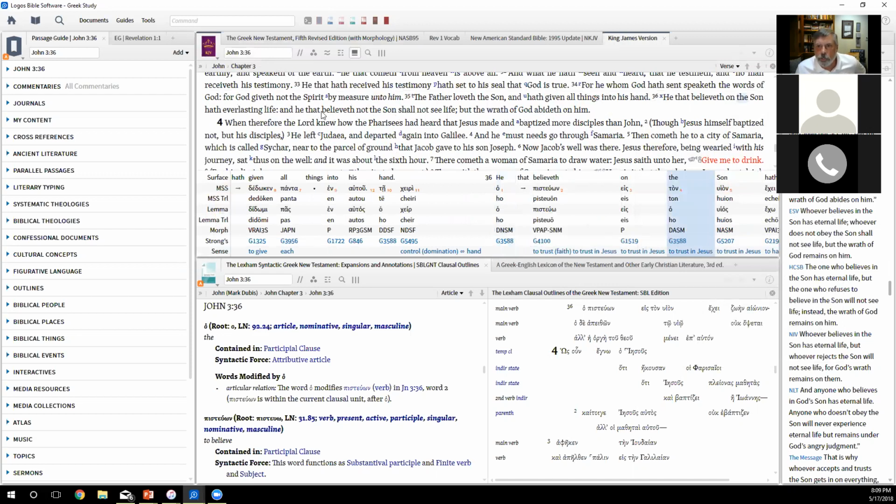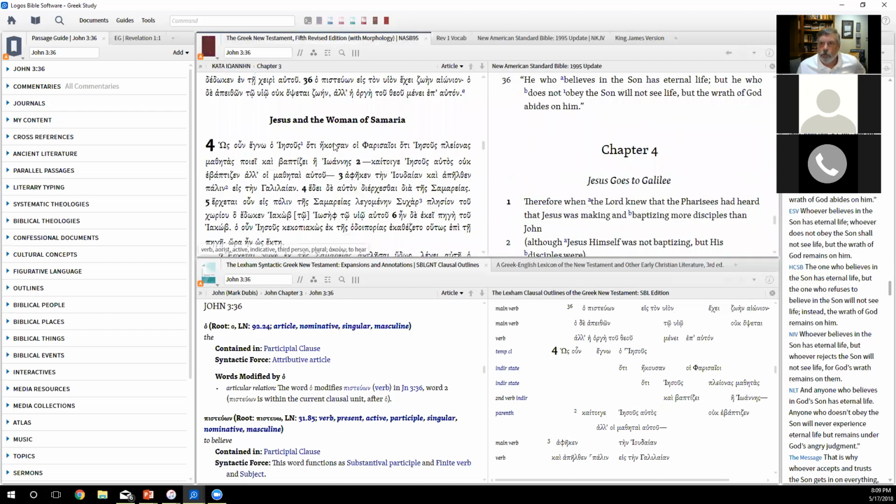So this is the interesting thing I want to point out. He that believeth not versus he that believeth. So let's go to the actual Greek. The Greek says, the one that believes, that's what King James has. He that believeth in the Son has eternal life. That's what King James has. But it also says, the one who does not obey. It does not mean not believe. It means not obey. Now, King James is not wrong in his translation.